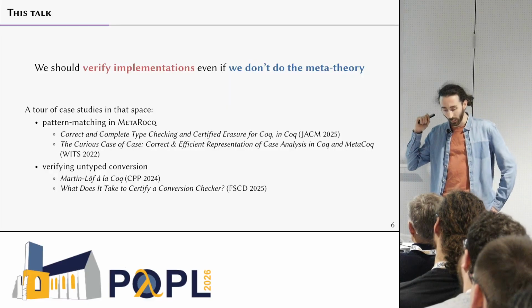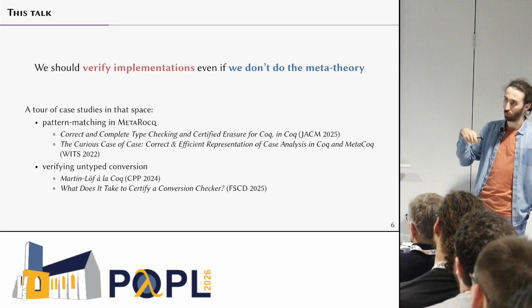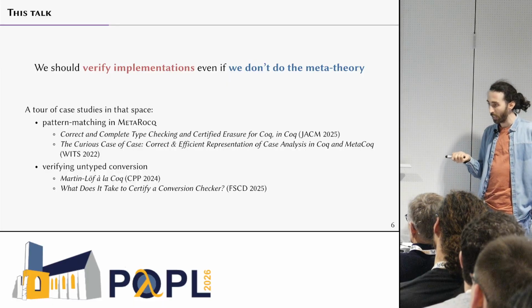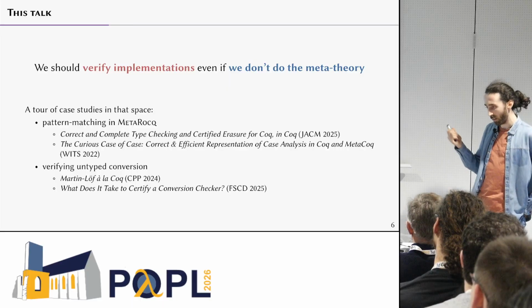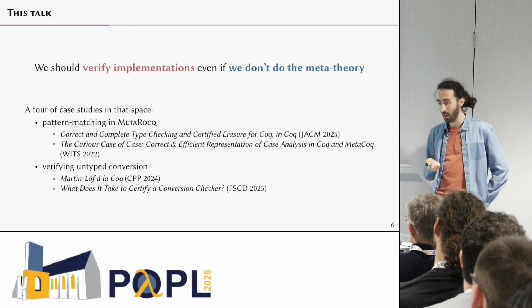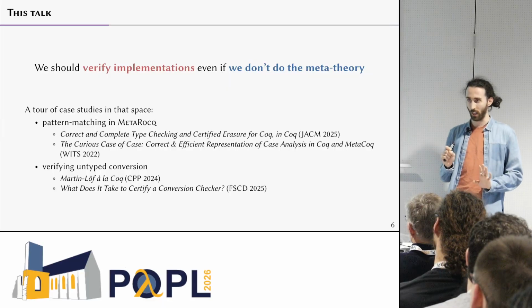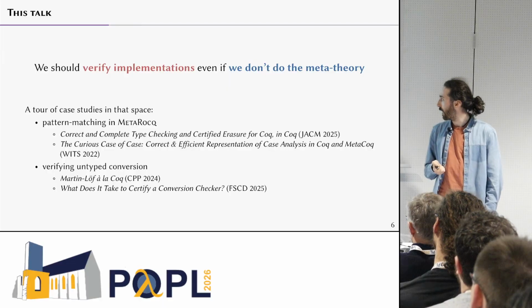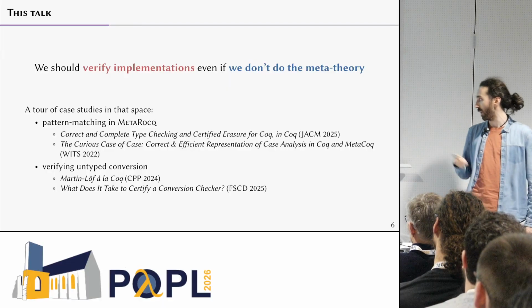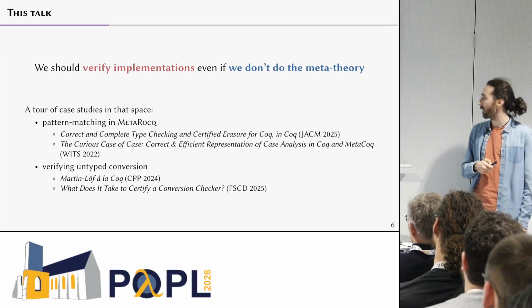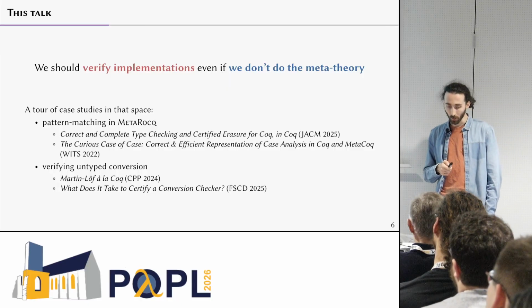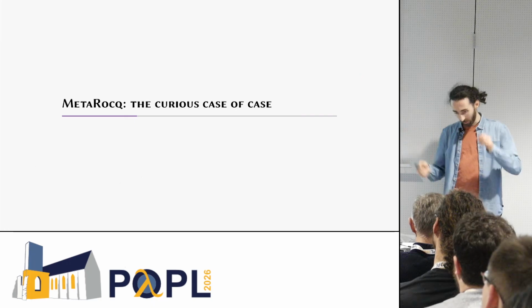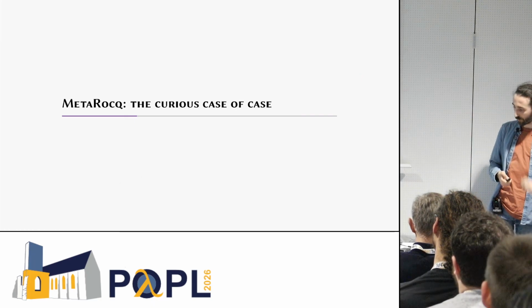And the second thing I want to talk about is how to verify untyped conversion checking, which is something that is used, for instance, in the kernel of Rocq, but has a specification which is not entirely clear. And so I had a paper at FSCD a few months ago also trying to clear up this question. I want to tell you more about this bit as well. All right, so first, MetaRocq and this curious case.